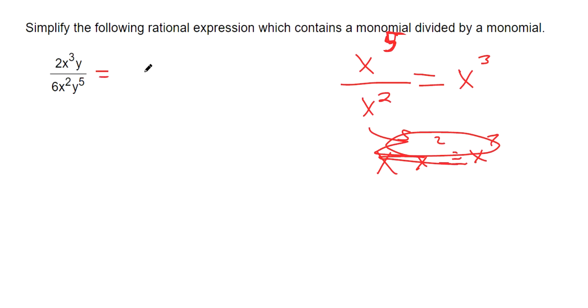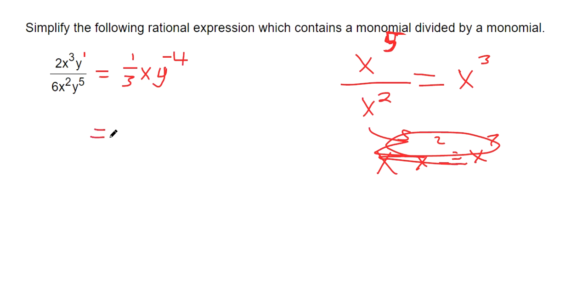x to the third over x to the second, that makes x to the first. And then we have 2 over 6. If you do 2 divided by 6, that's the same as 1 over 3 if we simplify that fraction. And you got y to the first over y to the fifth. If we subtract those powers, 1 subtracted by 5 makes -4.